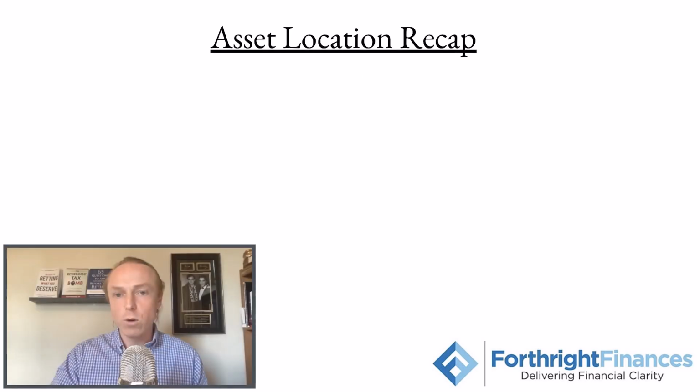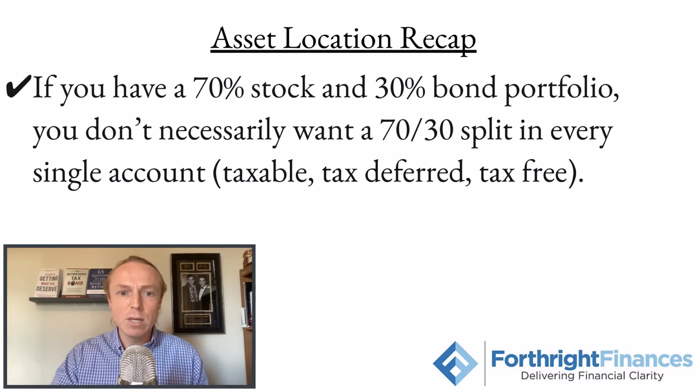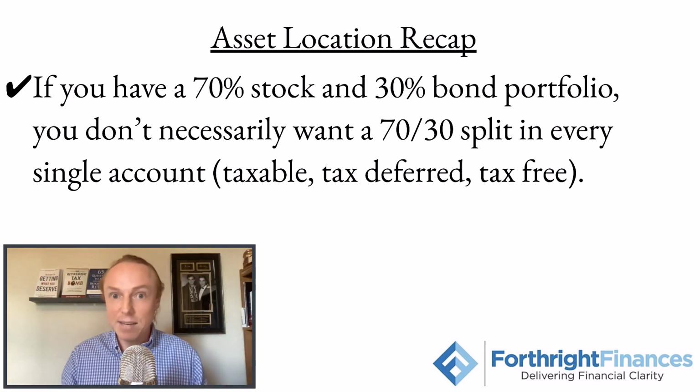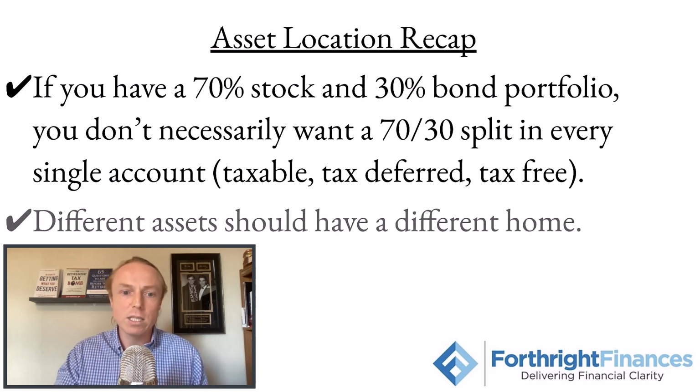Now, our recap for this somewhat complicated episode is that hypothetically, if you and your spouse wanted to have 70% in stocks and 30% in bonds in your overall portfolio, asset location means that you don't necessarily want to have a 70-30 split of stocks to bonds in every single account that you have. So maybe you want to overweight stocks in your Roth IRA and then overweight bonds in your tax deferred so that overall it's 70-30, but you don't need necessarily 70-30 in every single account. And so that's the main gist that I'm trying to get across in this video.